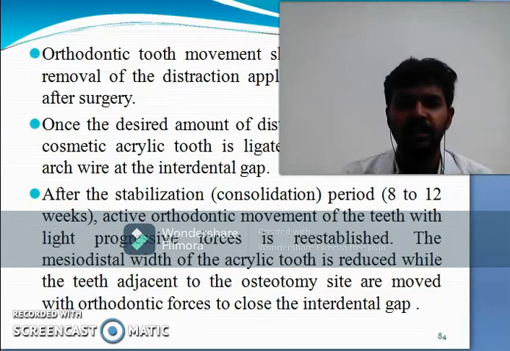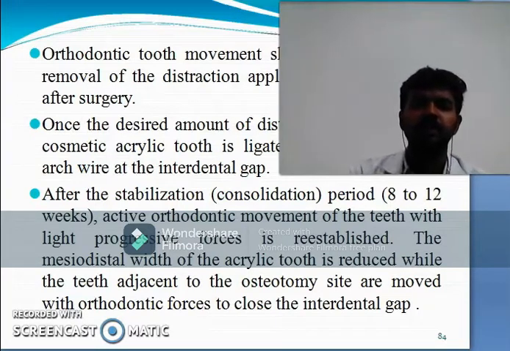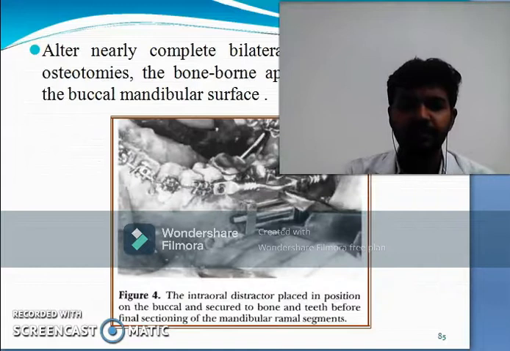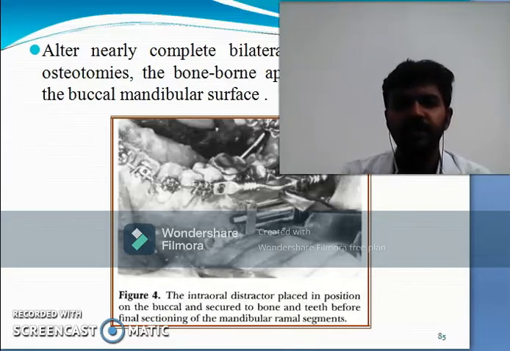Once the desired amount of distraction is achieved, the cosmetic acrylic tooth is ligated to the orthodontic archwire at the interdental gap. After the stabilization period, active orthodontic movement of the teeth with light progressive forces is re-established, and the mesiodistal width of the acrylic tooth is reduced while the teeth adjacent to the osteotomy site are moved with orthodontic forces to close the interdental gap. After nearby complete bilateral mandibular ramus osteotomies, the bone appliance is secured to the buccal mandibular surfaces.